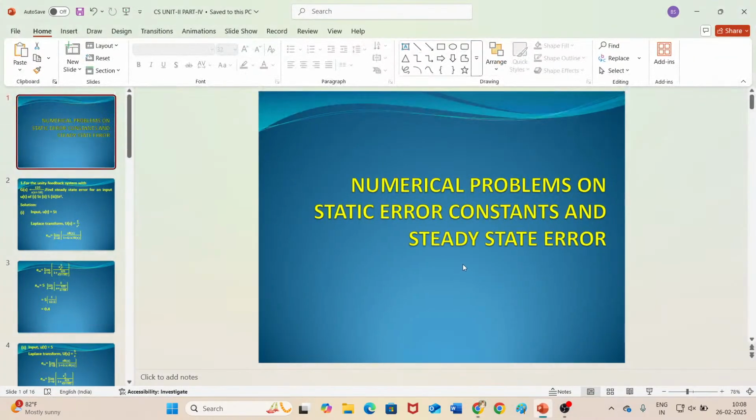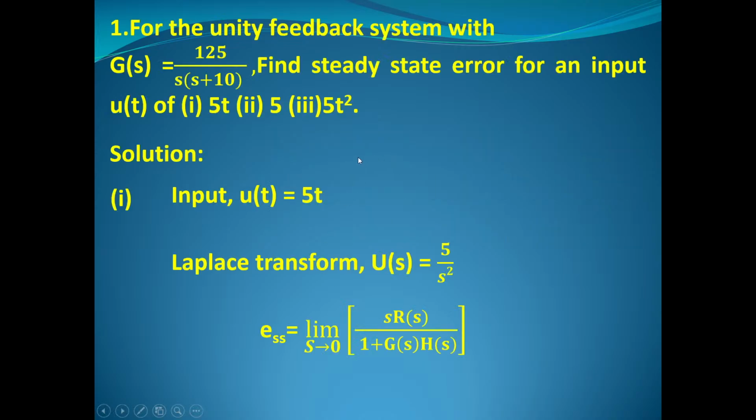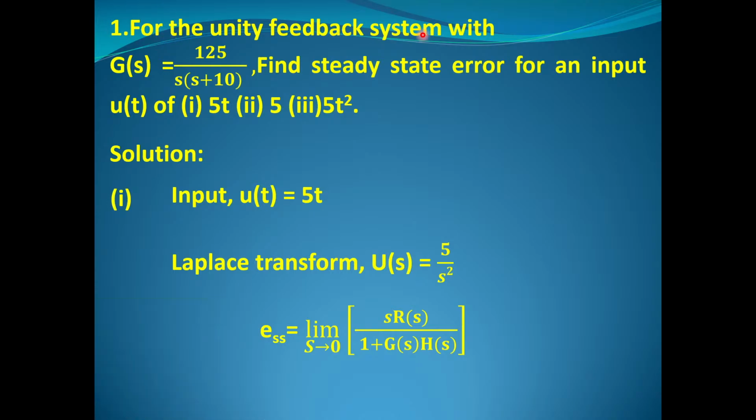So let us solve some numerical problems on static error constant and steady state error. Okay, so the first problem. For the unity feedback system with G(s) equal to 125 by s into (s plus 10), find the steady state error for an input u(t) of first 5t, 5, and 5t square. So these are our inputs. They have given us three inputs. For each input, we have to determine the steady state error.